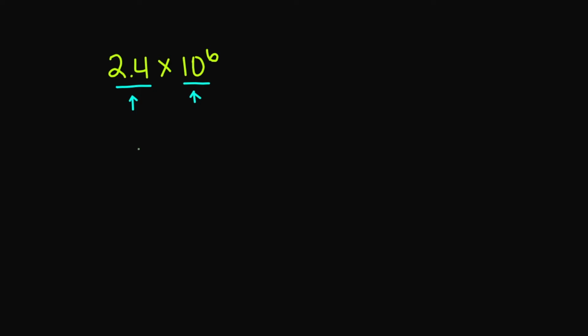Since this is my scientific notation here, how do I write this in standard form? So I'm going to do 2.4 and I'm going to move my decimal 6 places to the right because I have a positive exponent here. So this is going to be 1, 2, 3, 4, 5, 6. My decimal is going to stop right here. And now I'm just going to fill in the gaps here with zeros. So there's a 0 here, a 0 here, 0, 0, and 0.